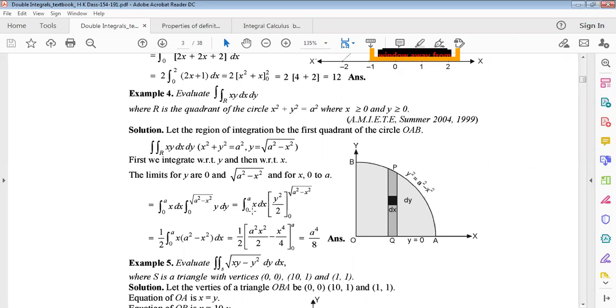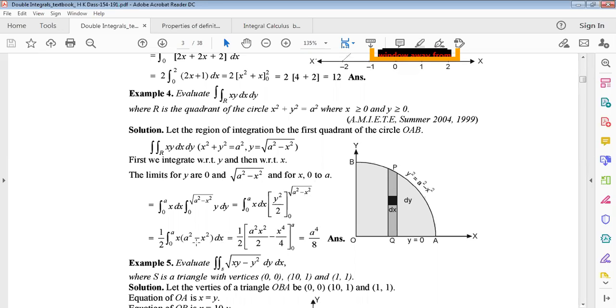Now this equals the integral from 0 to a of x dx, and taking integration of y with respect to y: y to the power 1 plus 1 divided by 1 plus 1, that means y square by 2. Then putting the upper and lower limits in brackets, 0 to square root of a square minus x square. Now putting the upper limit in place of y: square root of a square minus x square, whole square. Whole square and square root cancel. So only a square minus x square, dx.